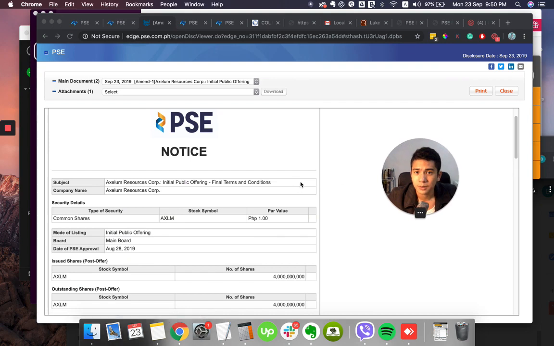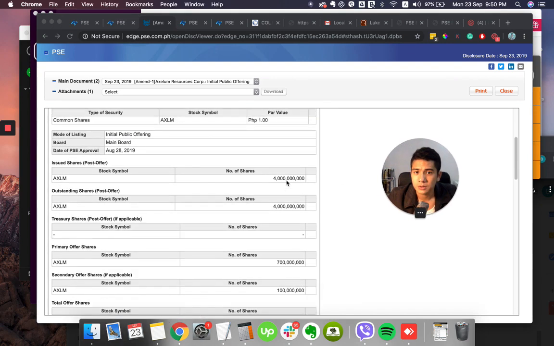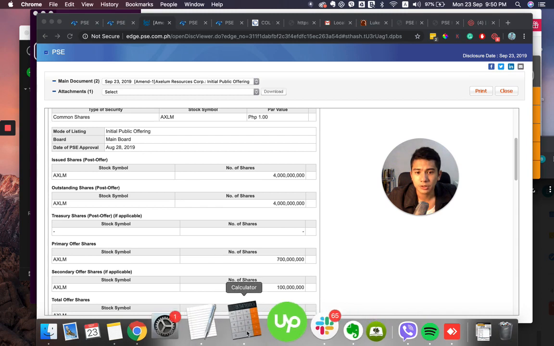Par, that's the par value. It's 1 peso. The total number of shares is 4 billion. So, 4 billion shares.